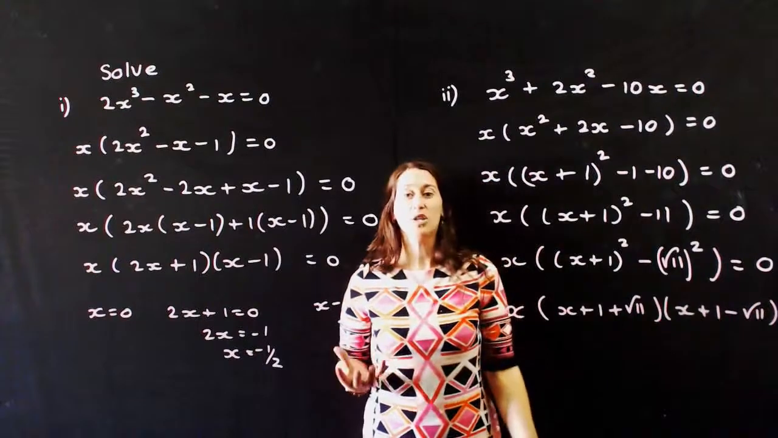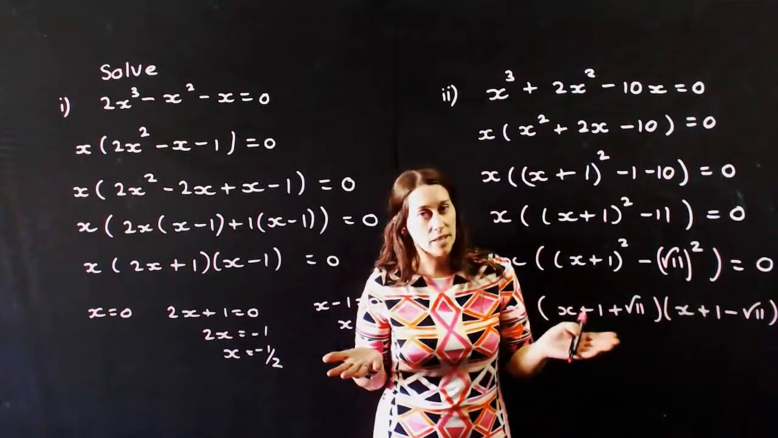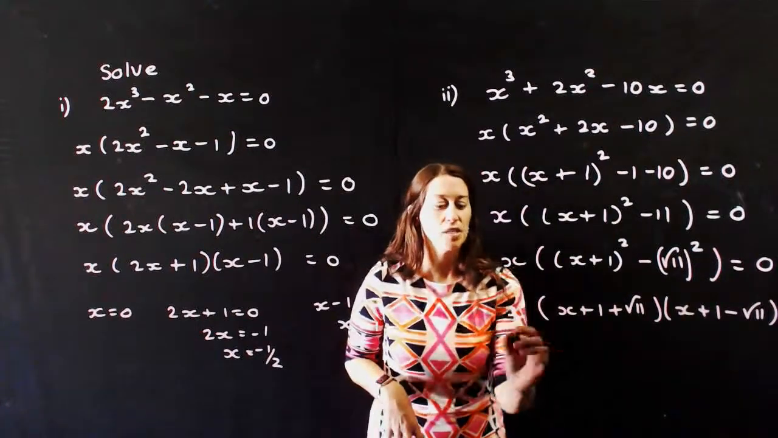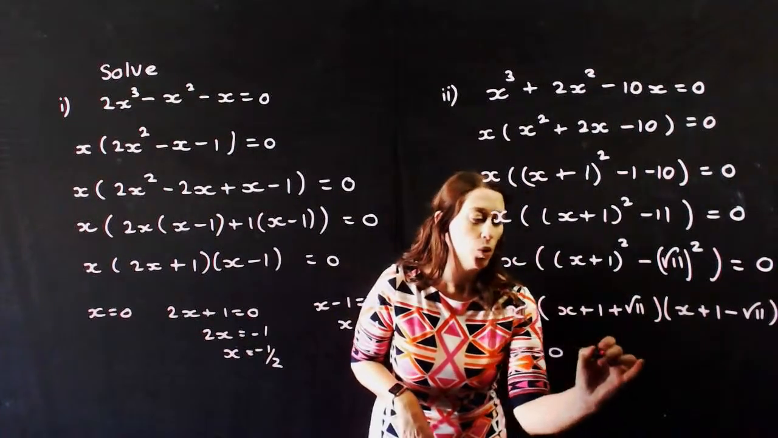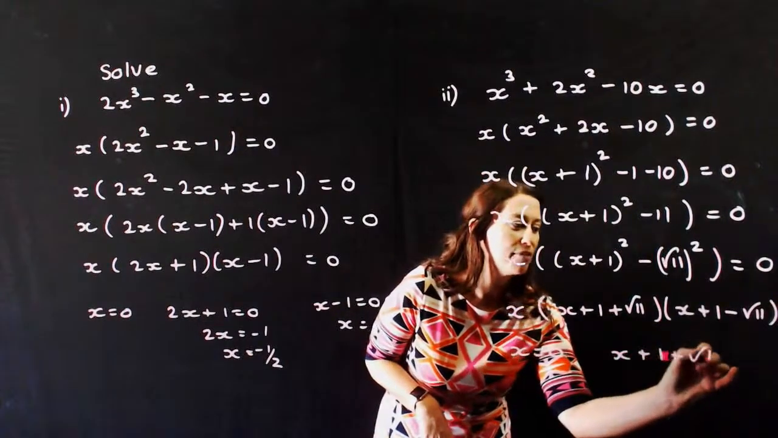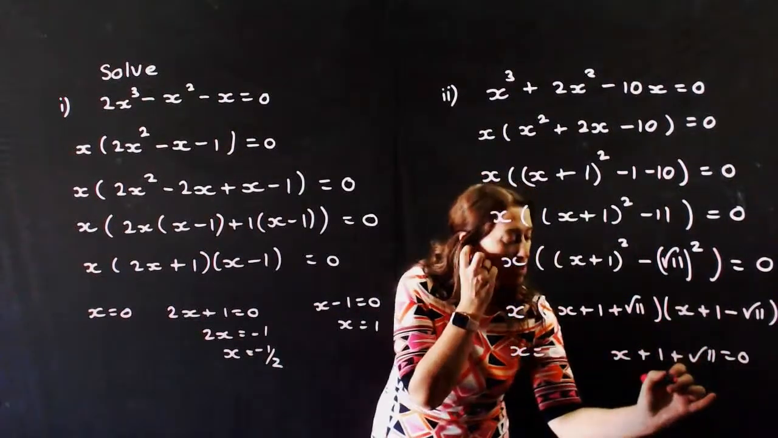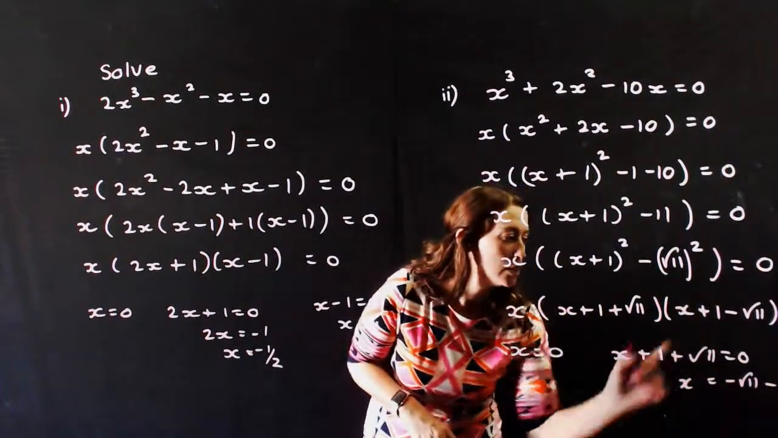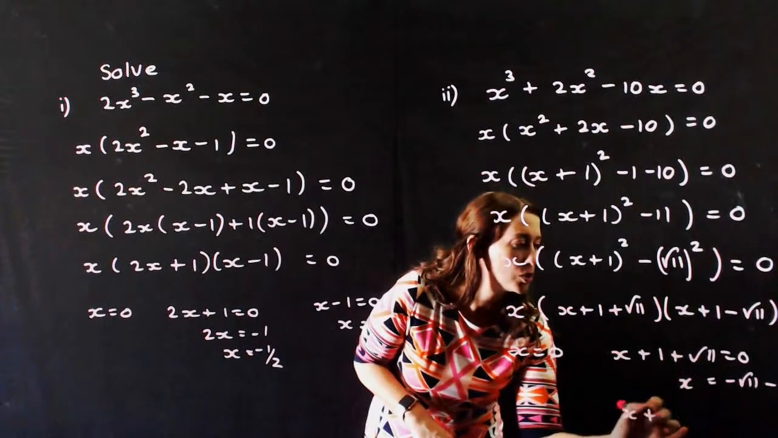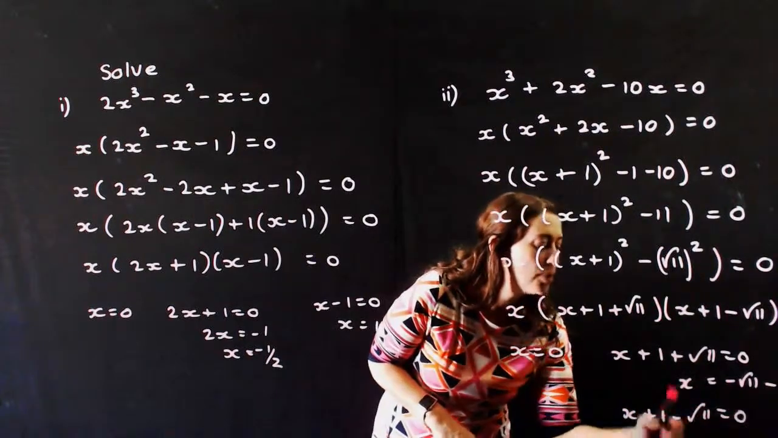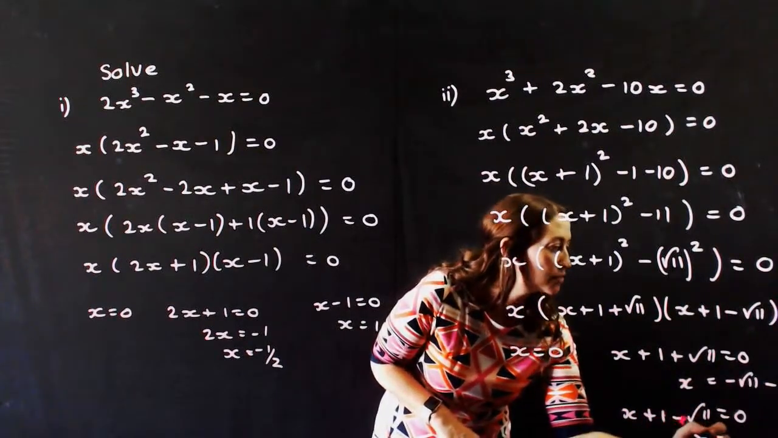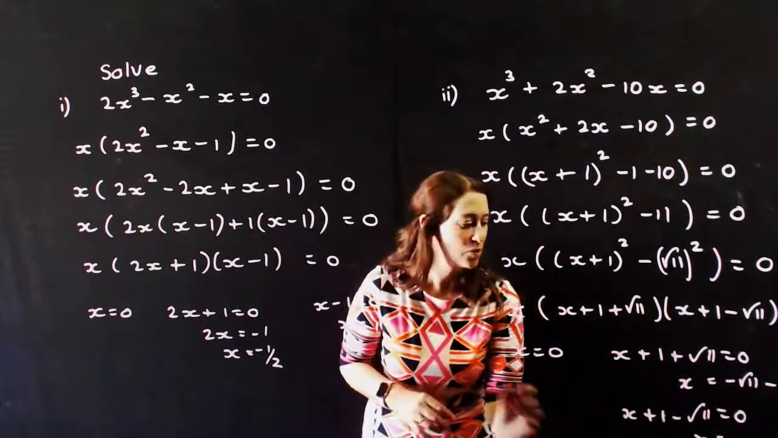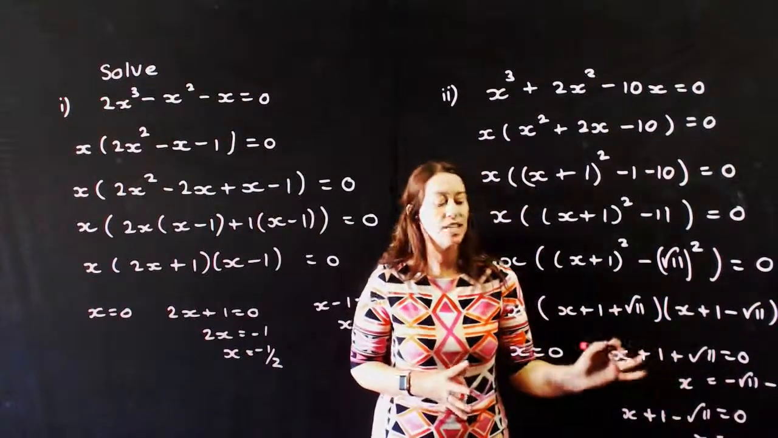Now because it's factorised, it doesn't matter that they're not whole numbers, I can now use the null factor law to solve that. So either x equals 0 or x plus 1 plus root 11 equals 0. Moving that across, x equals minus root 11 minus 1, or using this one, x plus 1 minus root 11 equals 0. I'm left with x equals plus root 11 minus 1.